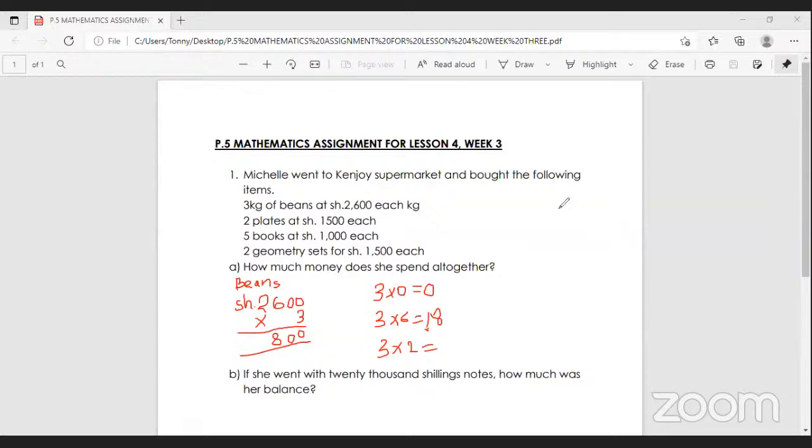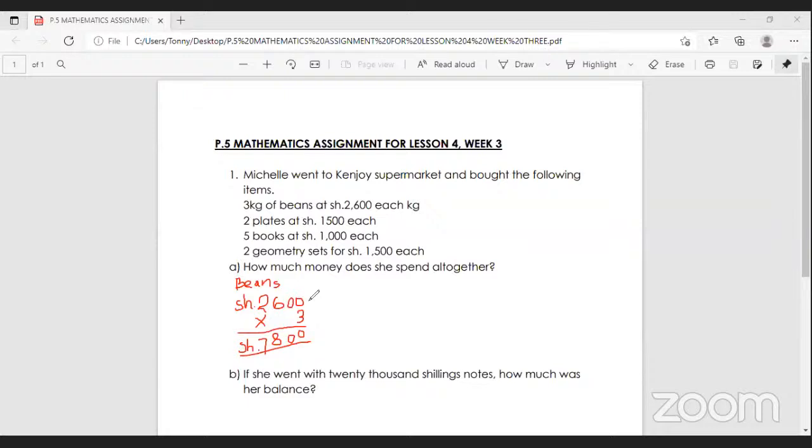6. Okay, we get 6. Remember, we have 1 that we are going to add to 6. So 6 plus 1, we get 7. So our answer for 3 kilograms of beans, the total amount of money for 3 kilograms of beans is 7,800.